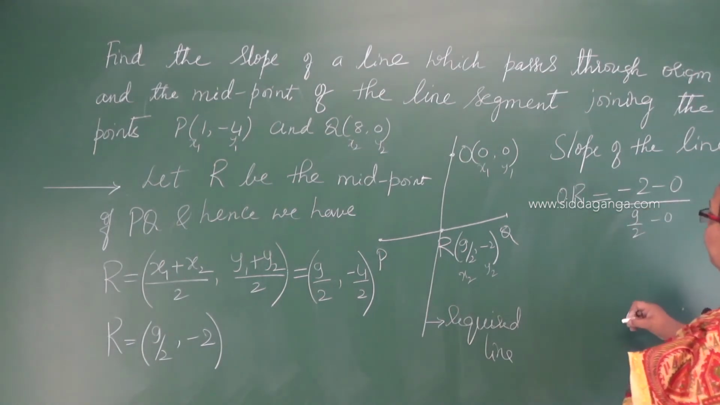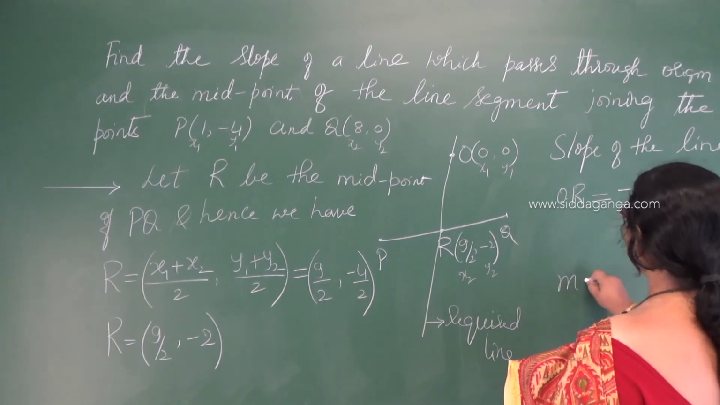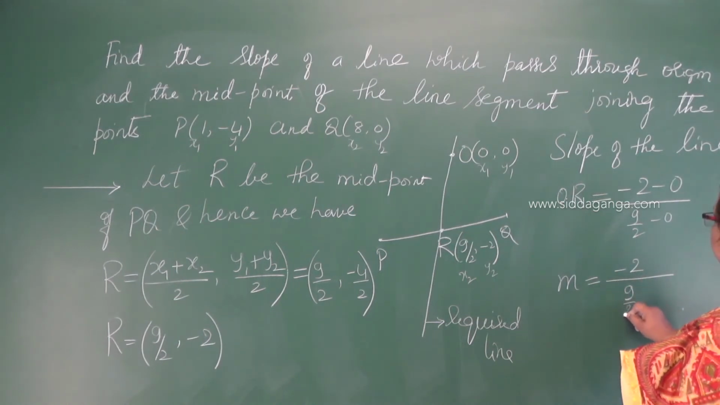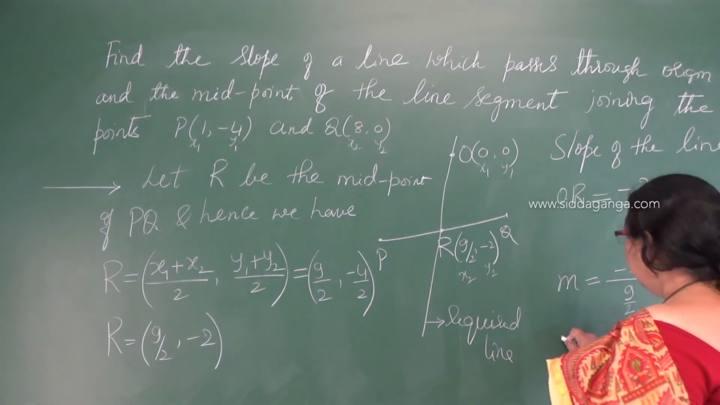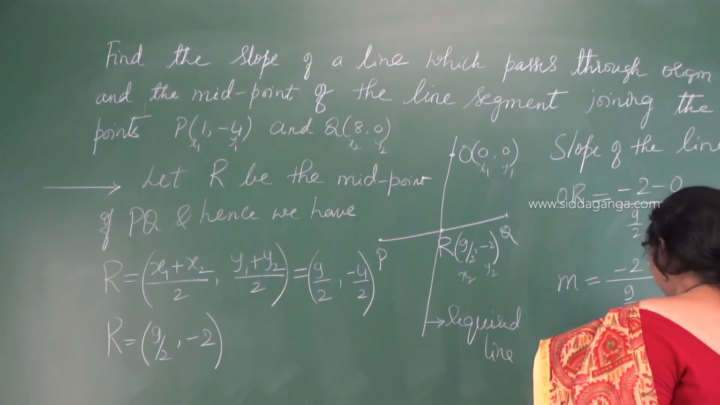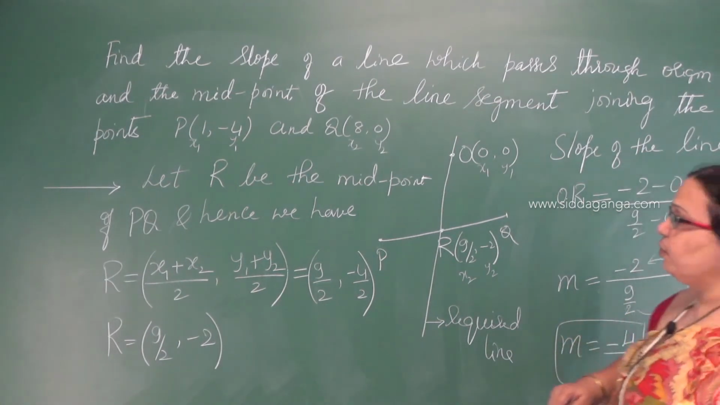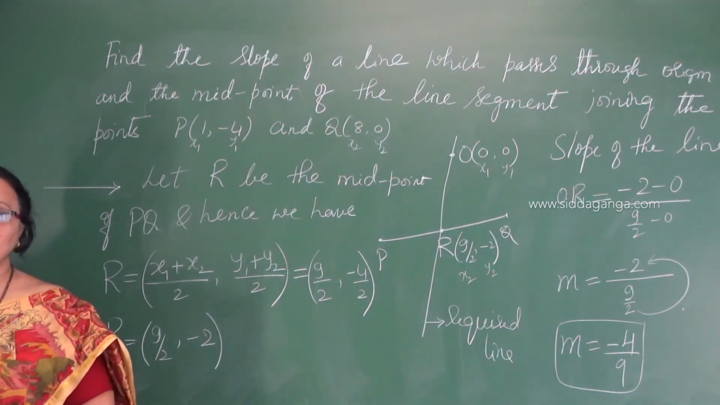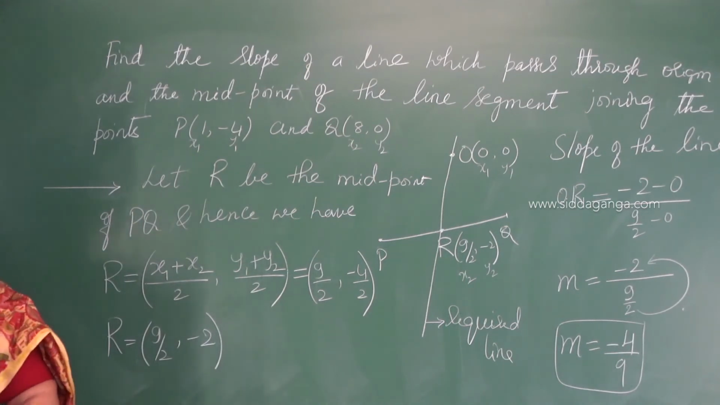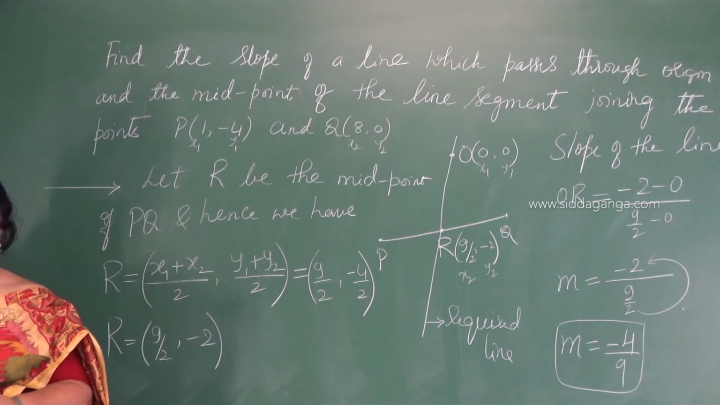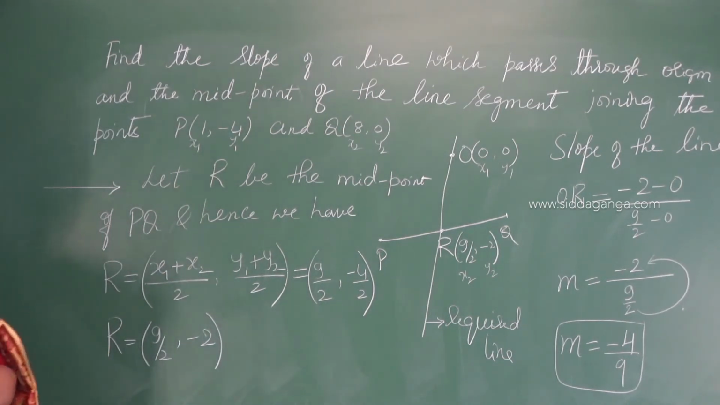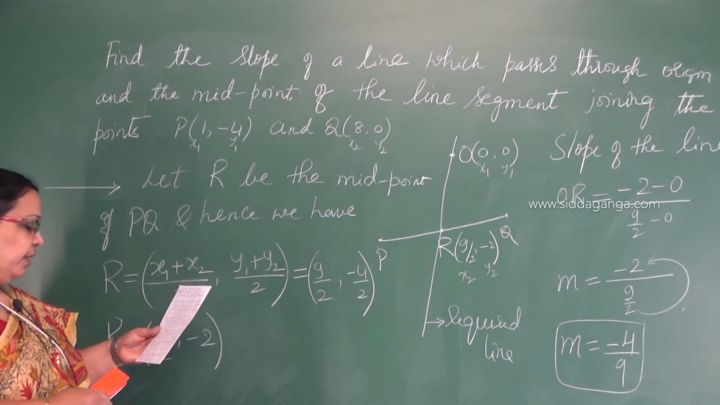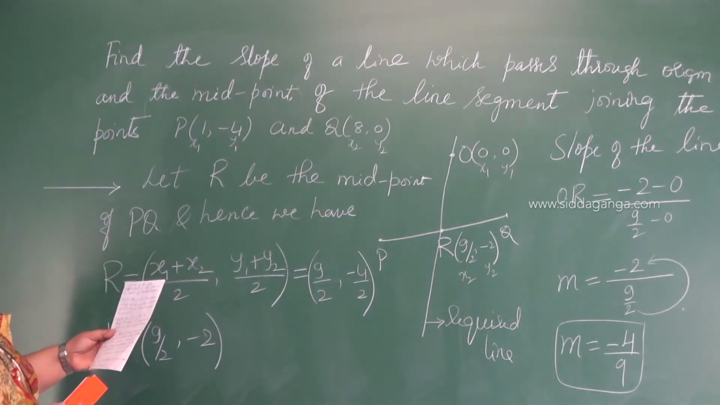minus x1. Now that is the slope denoted by m, it is equal to minus 2 divided by 9 by 2. So 2 goes to the numerator. Therefore m equal to minus 4 divided by 9. Therefore the slope of the line OR, the slope of the line joining the points O and R is nothing but minus 4 divided by 9. So that is the problem here. So now you come for the next problem, that is we have to find x.